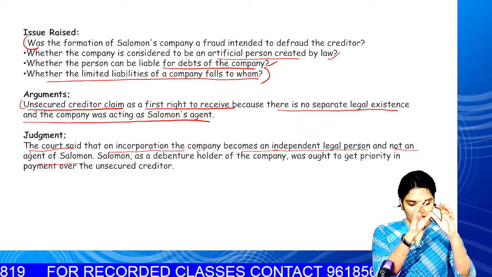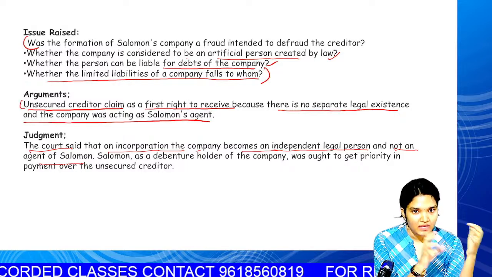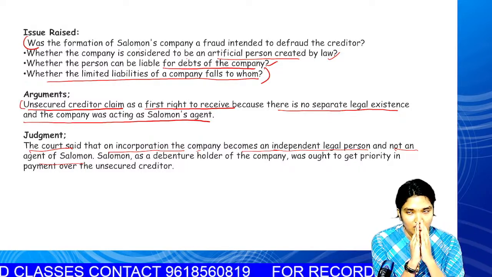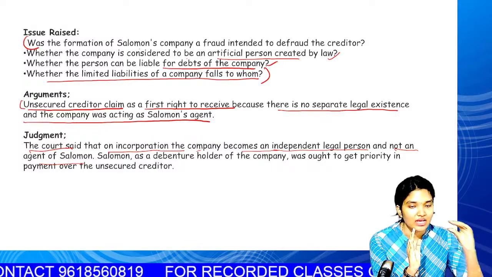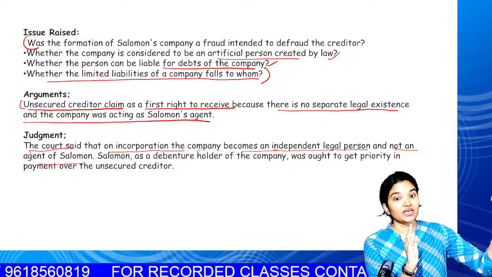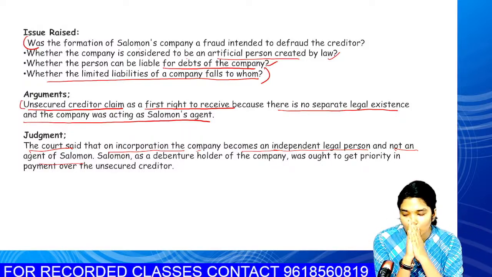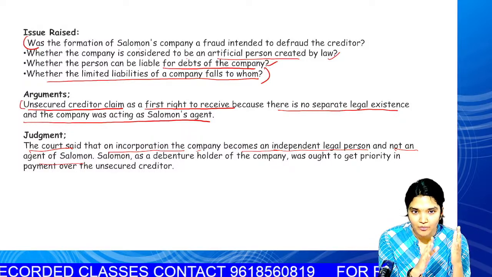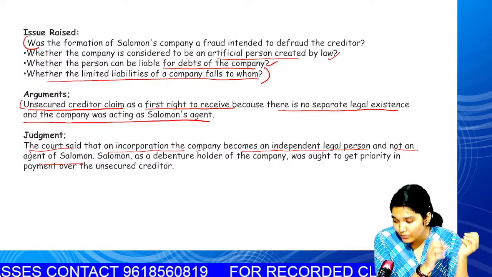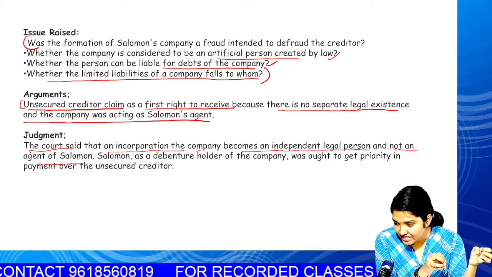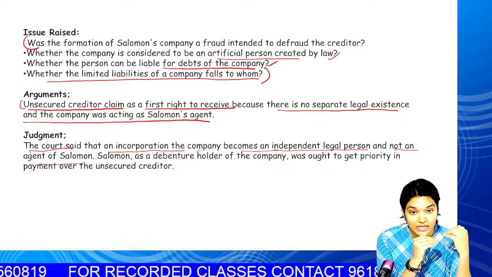So now the proprietary concern has been converted into a company. Now in that company, Salomon is holding around 20,000 shares and 10,000 debentures. Those 10,000 debentures are nothing but the secured creditor. Yes or no? Now, as soon as he converted this whole proprietorship concern into a company, he is completely different from that company. The company will have a separate legal existence, and Salomon is not responsible for the debts of the company. His liability will become limited.